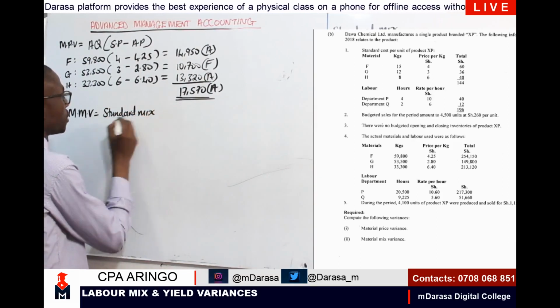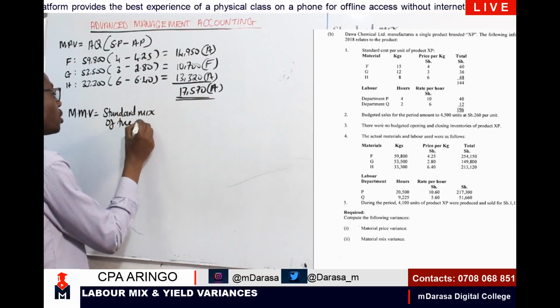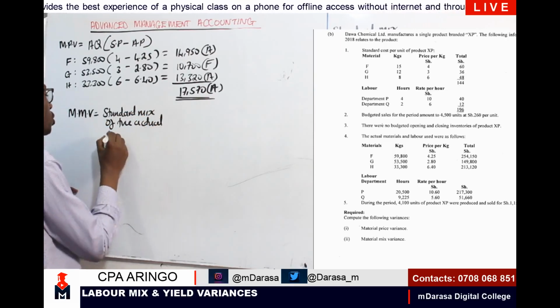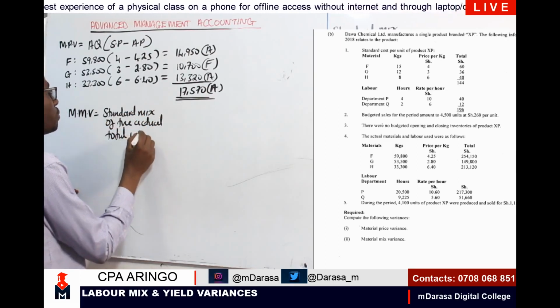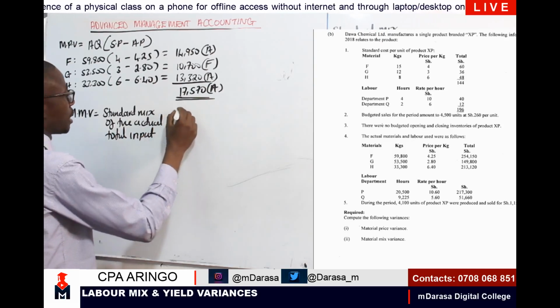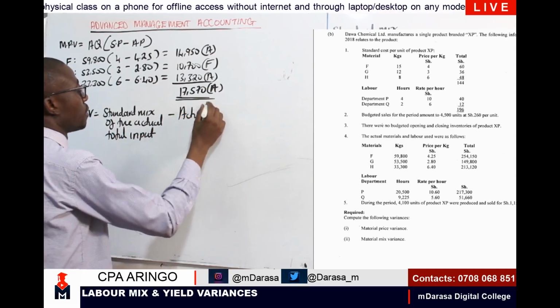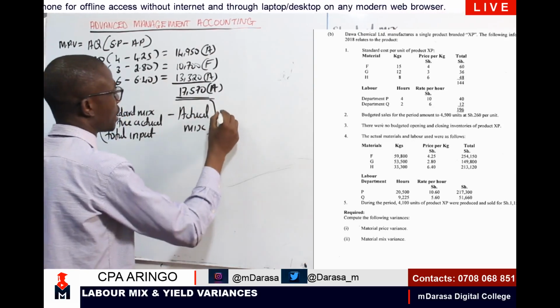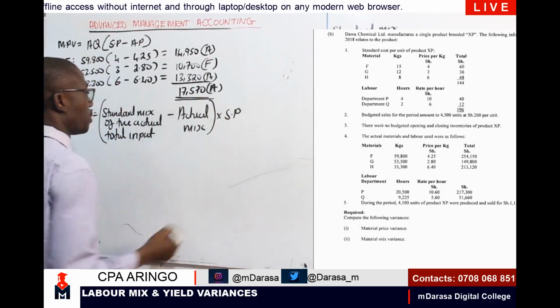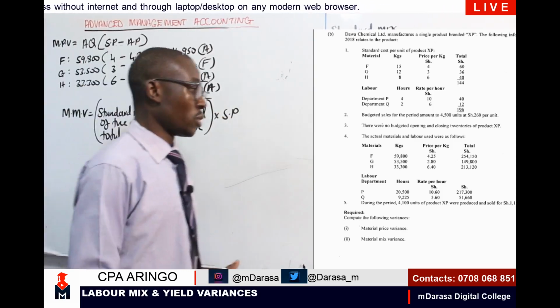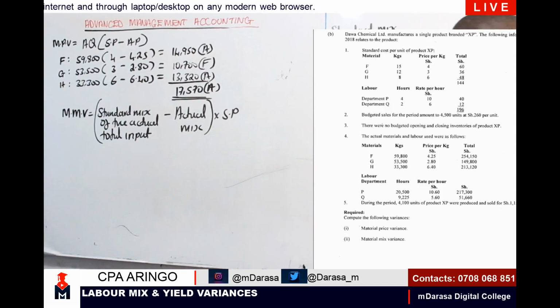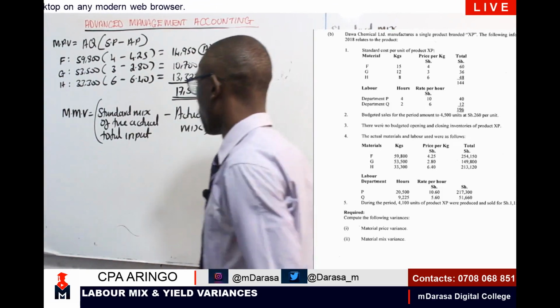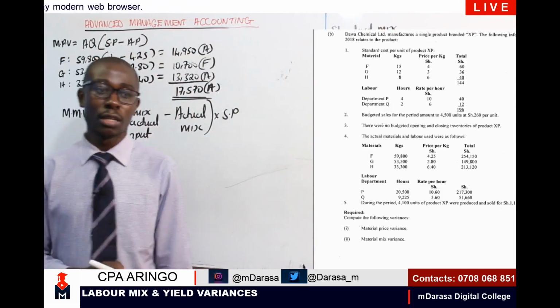mix of the actual total input, we less our actual mix. In this case, we multiply by our standard price. That is what we mentioned, which I believe you have in your previous video, and that is what you had looked at. So therefore, at this point, how will you determine our standard mix?